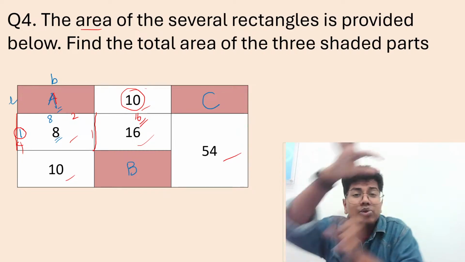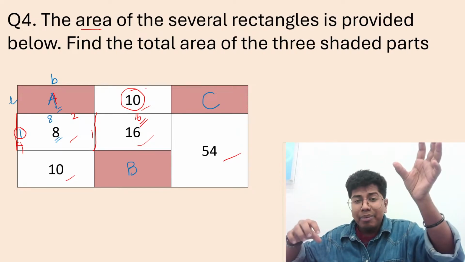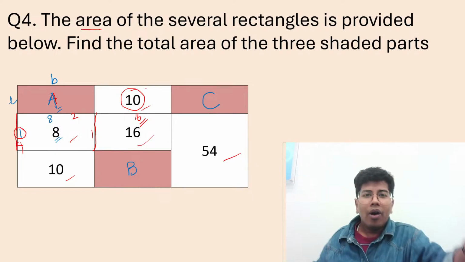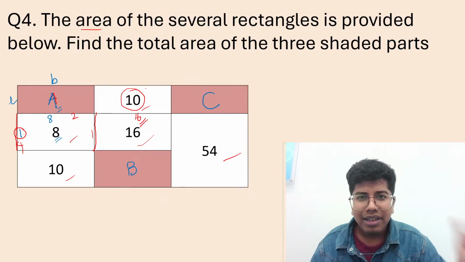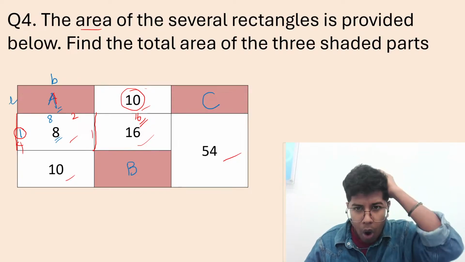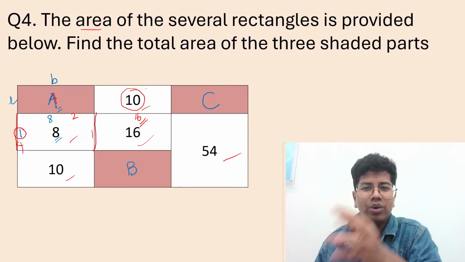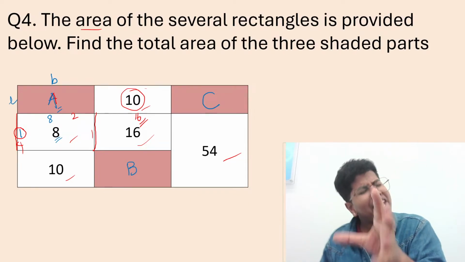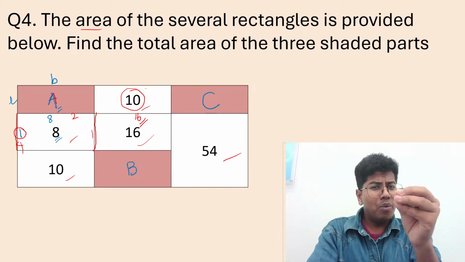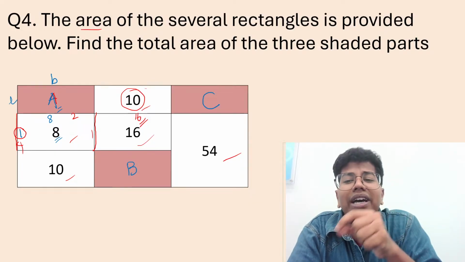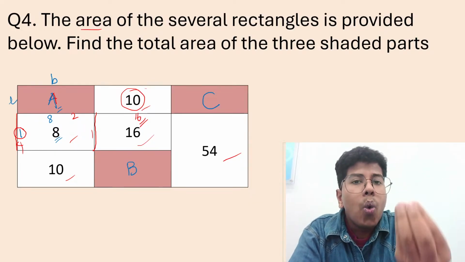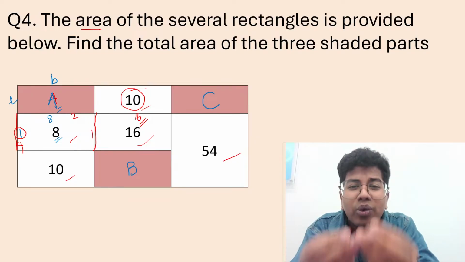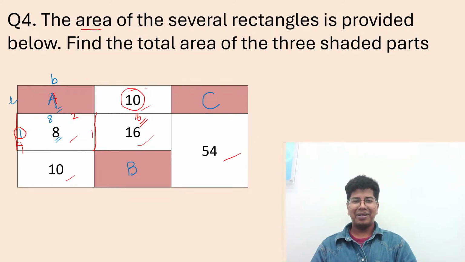And also you can switch the values. Length can be 4, width can be 2. This can also be interchanged. So it can be a long journey to find out the length and width. So let's see: is there any method by which we can find out the areas of the shape without even finding the length and width?